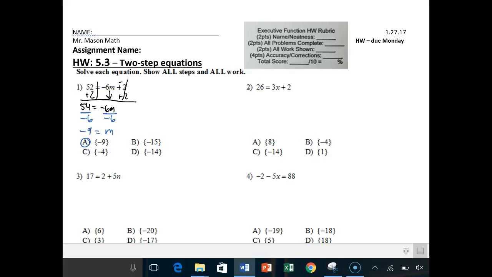All right, for the check part, and yes, you do have to do this. You are responsible for it. First, just write out the problem. 52 is equal to negative 6m plus 2. Second, plug in, so 52 is equal to negative 6, not m, but your answer, negative 9, plus 2. And then you're asking yourself, is 52 equal to, what's negative 6 times 9? Well, that's 54.